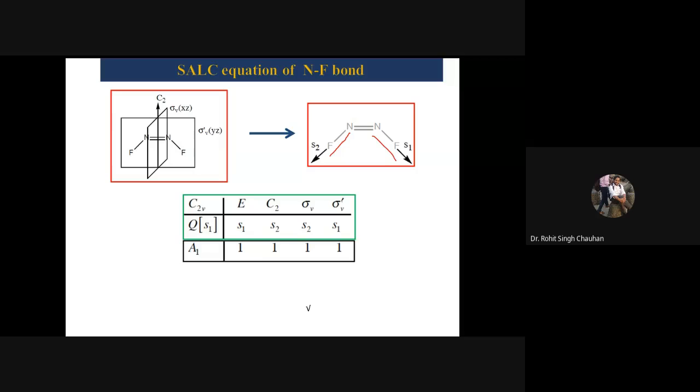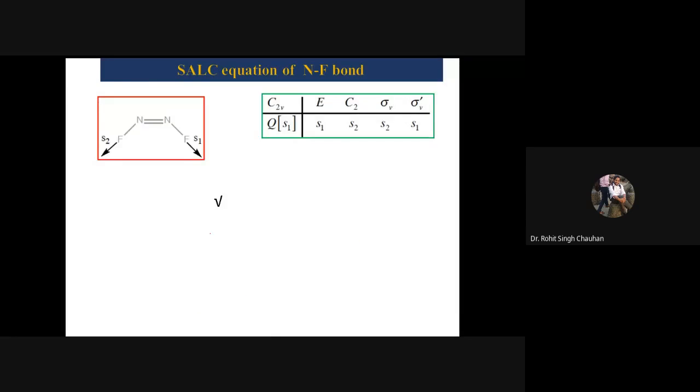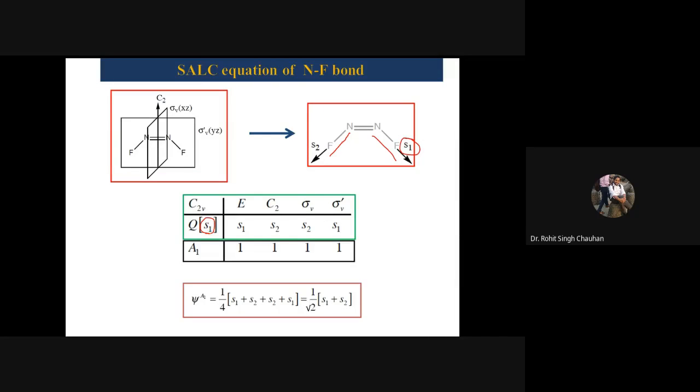Now what we will do, we will target only one change, with one bond length which is going to be changed. Now see, I am targeting with respect to S1, and this is mentioned in this square bracket S1. So we are going to study the nature of changes which are going to happen with respect to S1. Now see, with respect to symmetry element E, is S1 going to be changed? No, that's why we have written S1. Now, with respect to C2, what will happen? This S1 will come here as S2, right? So that's why I have written here S2.